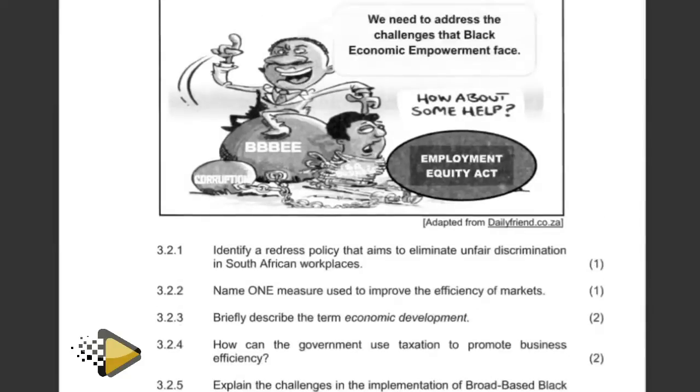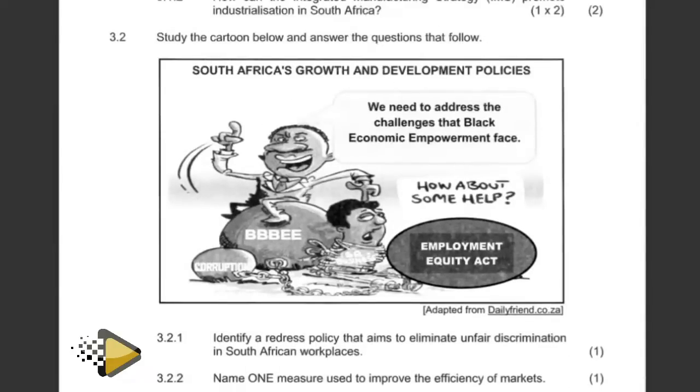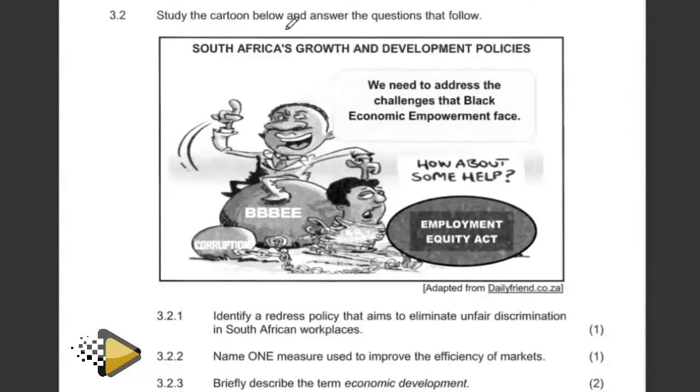The next question we have, 3.2.1, reads as follows. Study the cartoon below and answer the questions that follow. So if you check the cartoon, grade 12, we have South Africa's growth and development policies. Now remember, under economics, the moment we talk of growth, we refer to improvement in terms of production of goods and services by businesses. Also, the moment we talk of development, we refer to improvement on the standard of living for households.